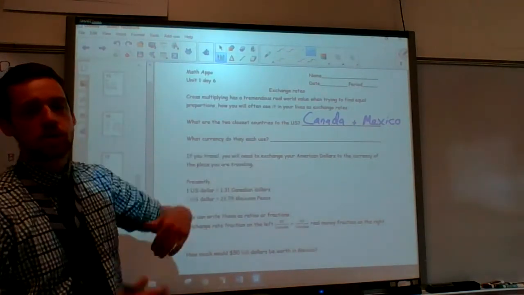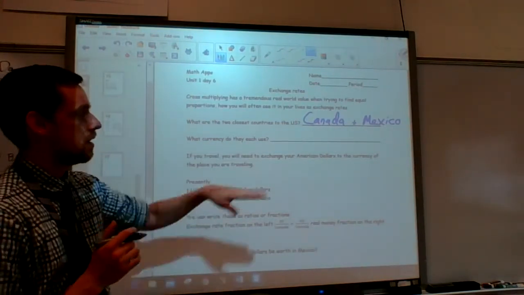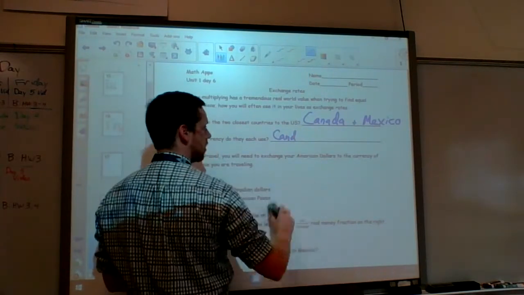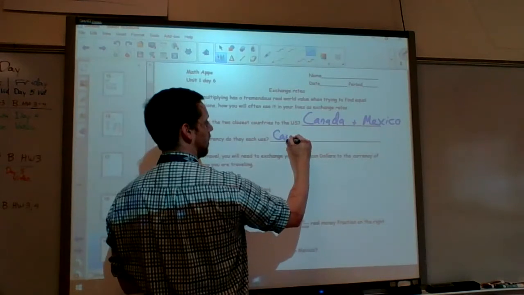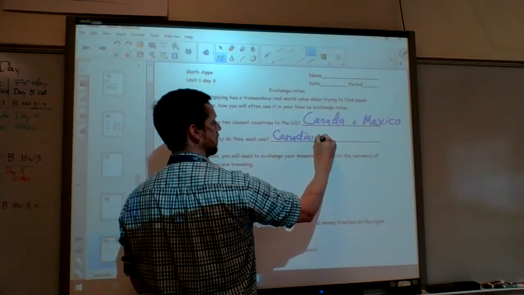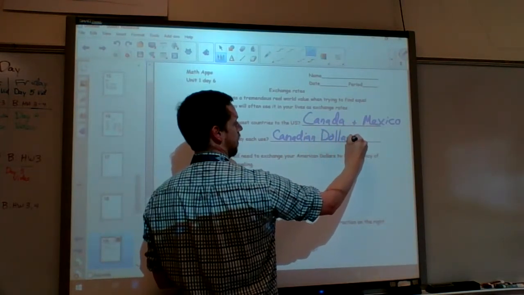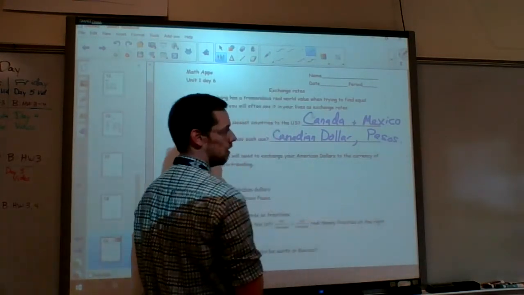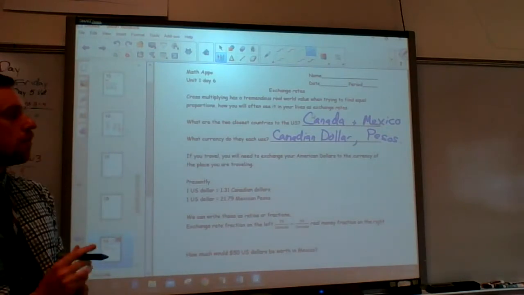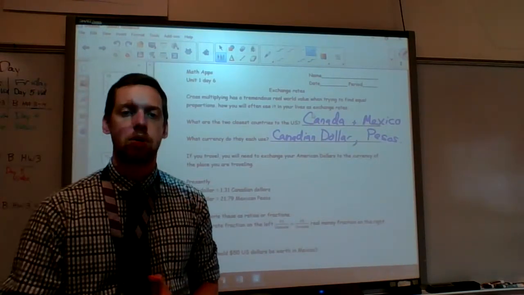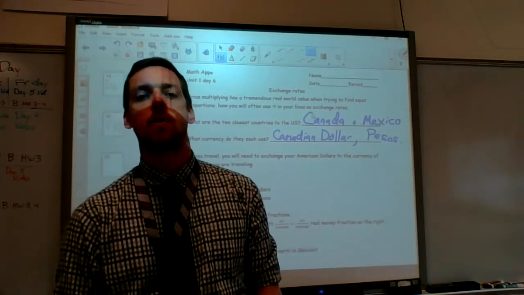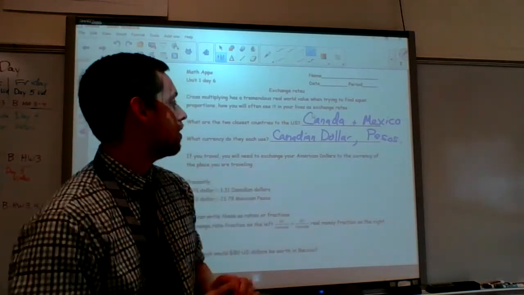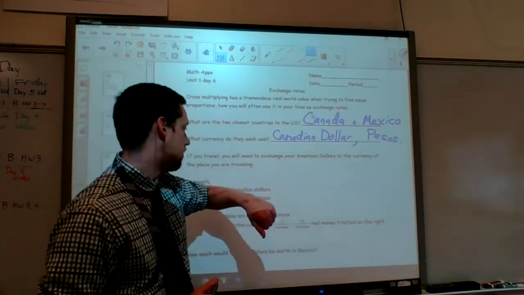What currency do each of these countries use? Canada has the Canadian dollar. And Mexico uses pesos. Right? So if you're going just over the border, a lot of places at Niagara Falls also accept American money because we're so close. But the further into Canada you go, you're more likely going to need to use their currency.